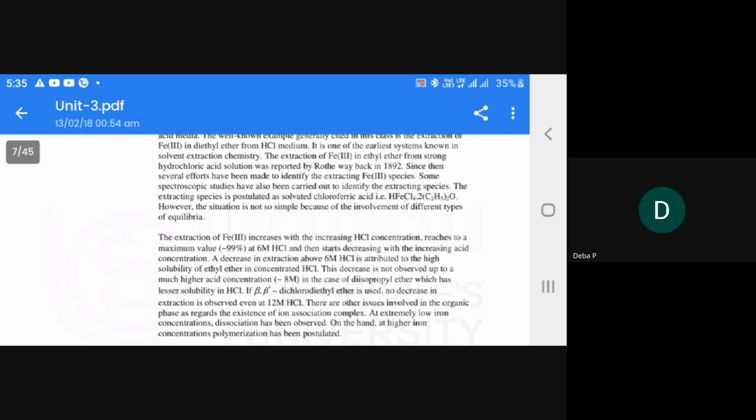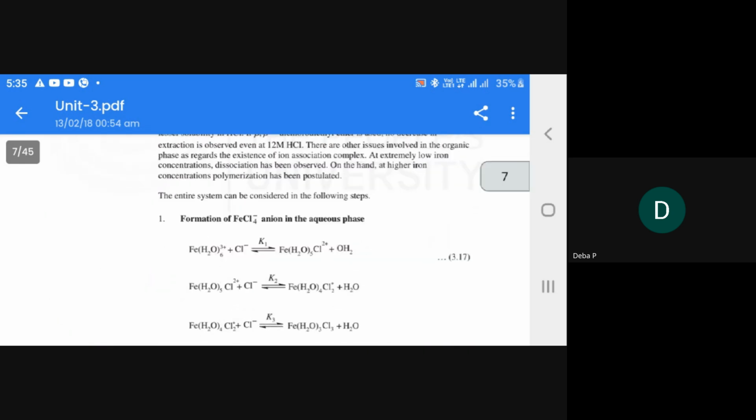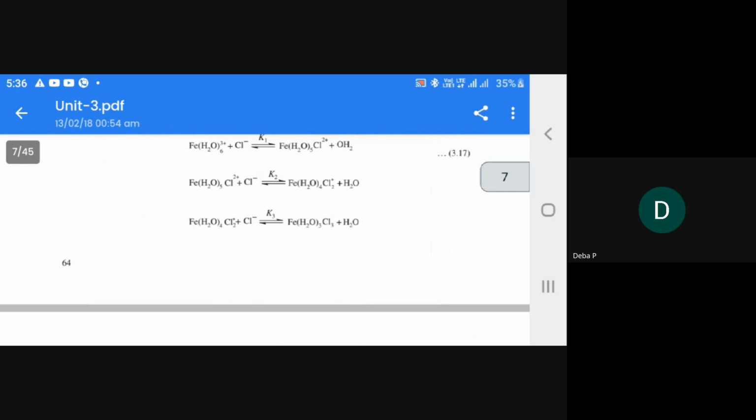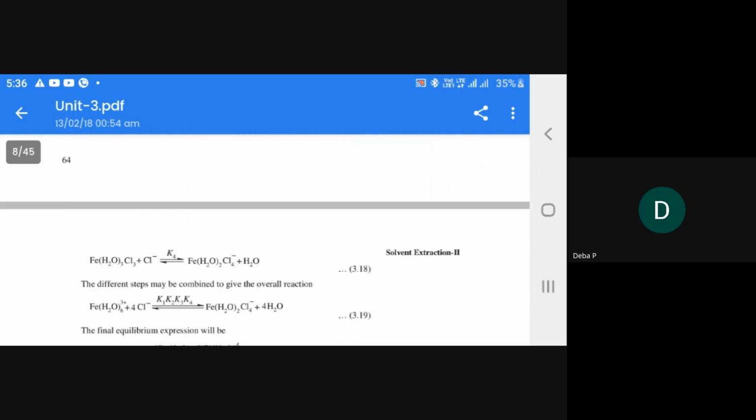The entire system can be considered as the following steps: formation of the FeCl4- anion in the aqueous phase. We have taken hexahydrated Fe3+, and Cl- from HCl. It will be in equilibrium with the pentaaqua complex, Fe(H2O)5Cl2+, and one molecule of water will be released. Like this, successive addition of chloride will go on, and with three chlorides, three waters will be released. Then Fe(H2O)2Cl4-, so four chlorides will be added.